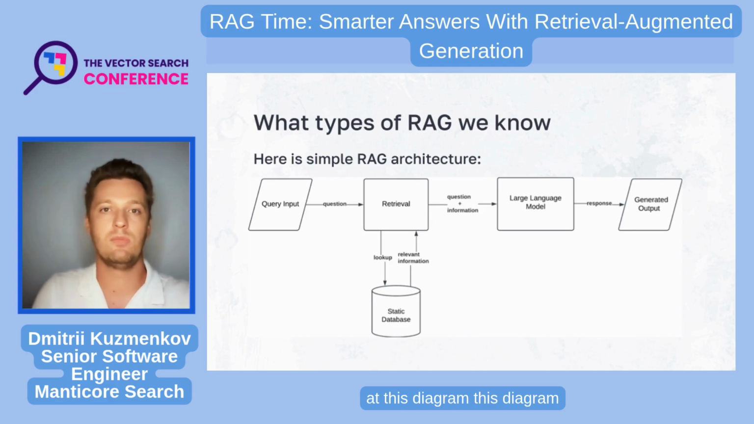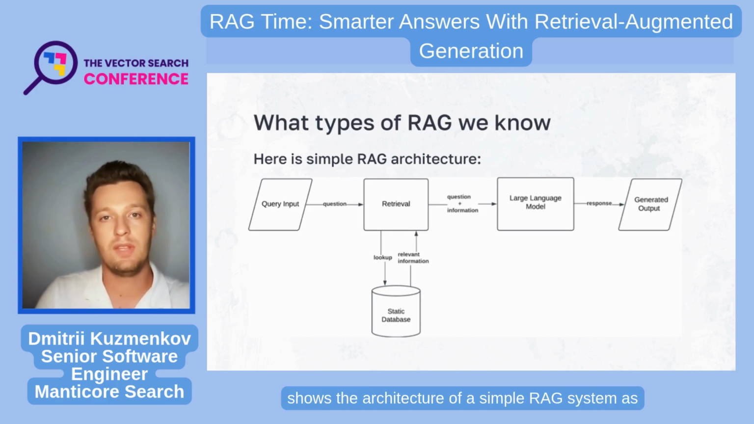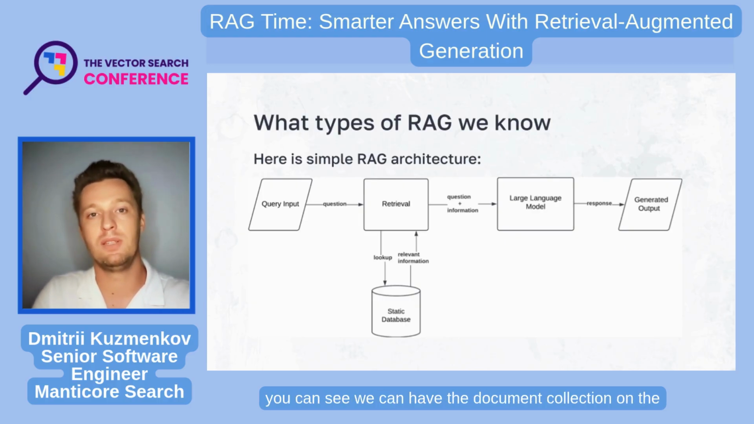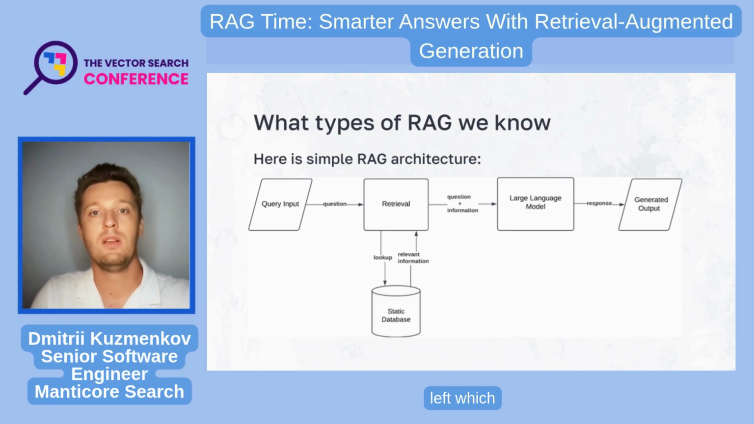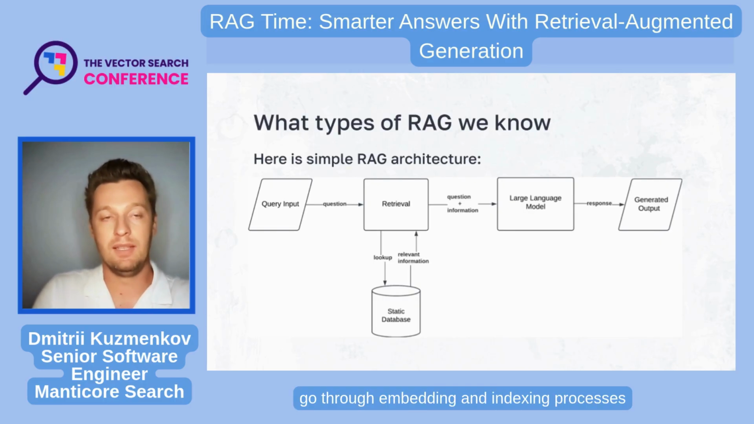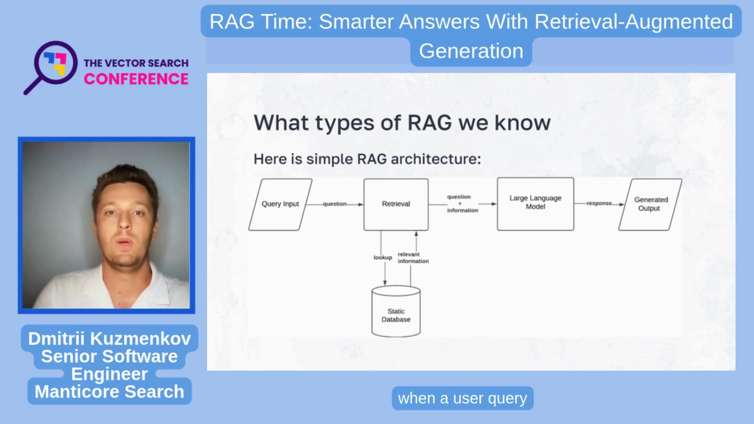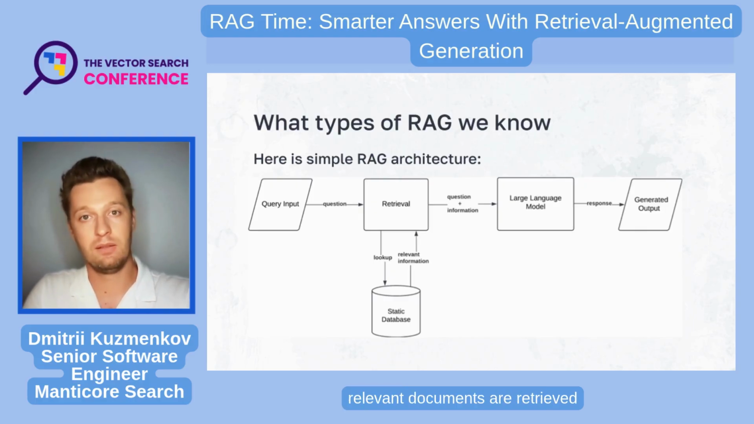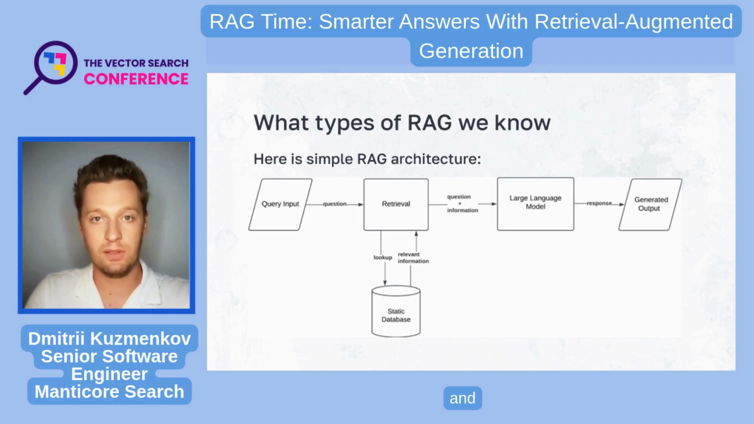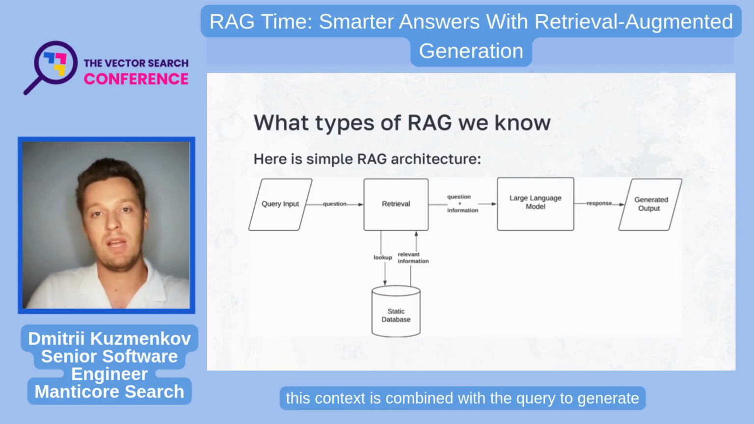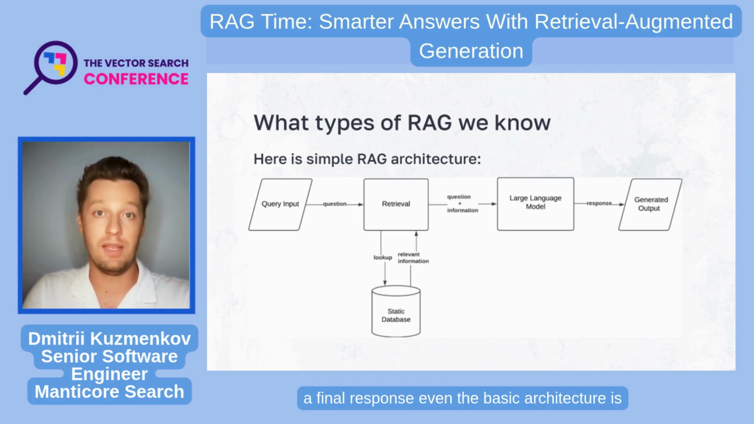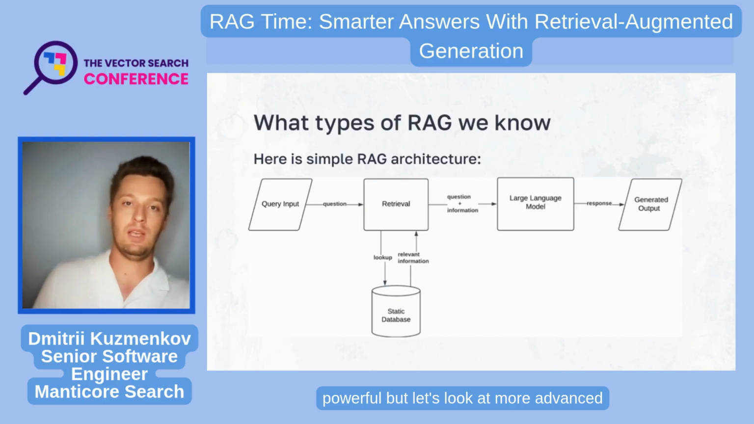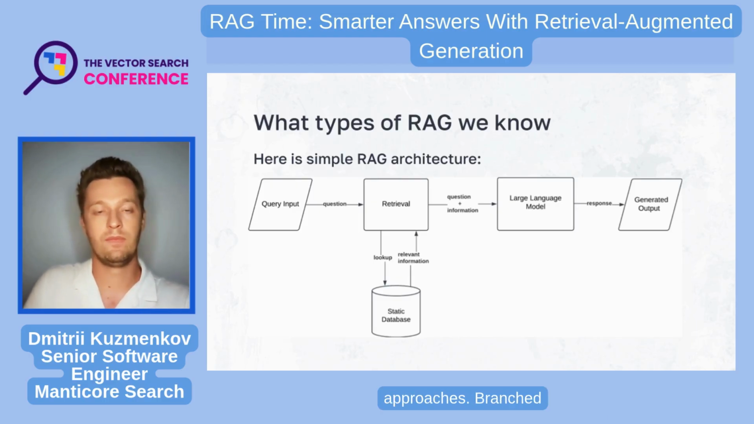Look at this diagram. This diagram shows the architecture of a simple RAG system. As you can see, we have the document collection on the left, which goes through embedding and indexing processes. When a user query comes in, it's embedded. Relevant documents are retrieved, and this context is combined with the query to generate a final response. Even the basic architecture is powerful, but let's look at more advanced approaches.